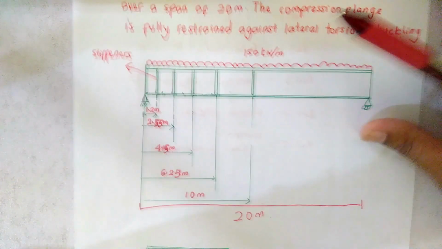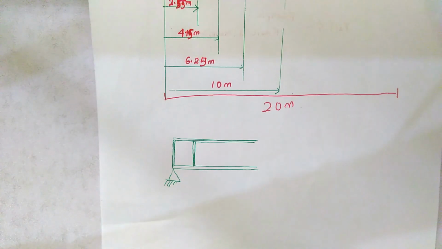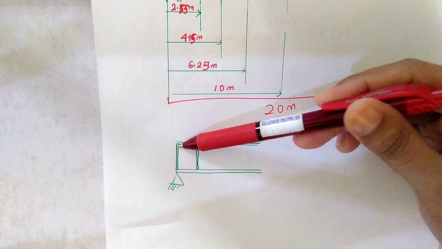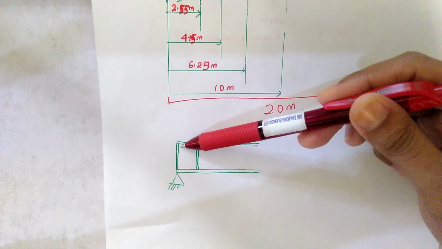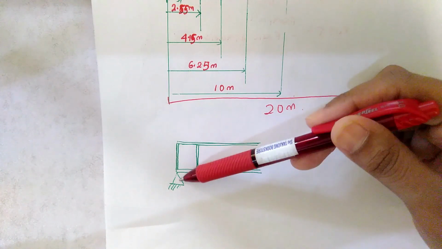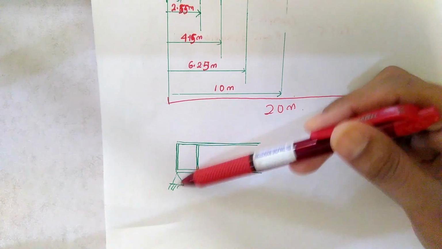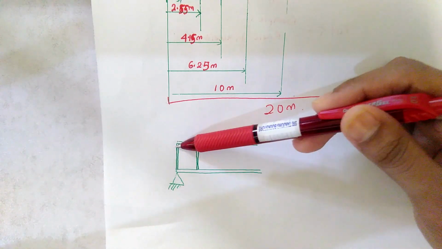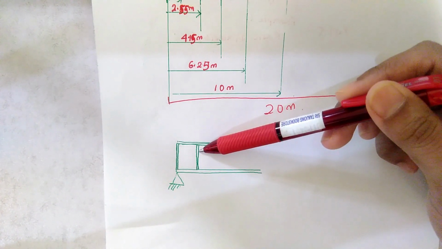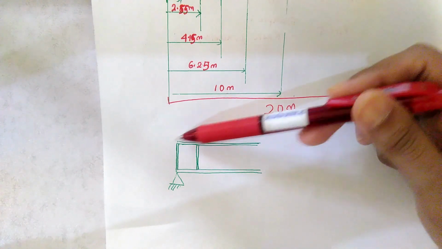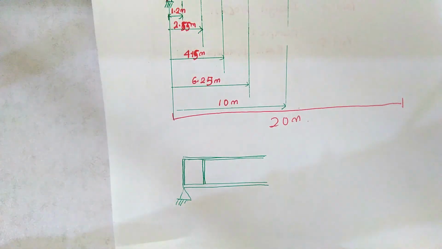But if you have a rigid end post, at the end of the support, you will have another stiffener right on top of the support. So if you have these two close stiffeners, we will call it a rigid end post.